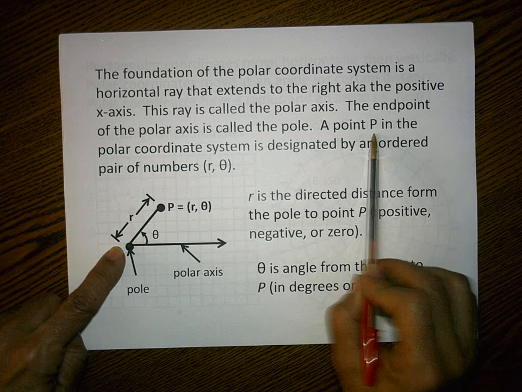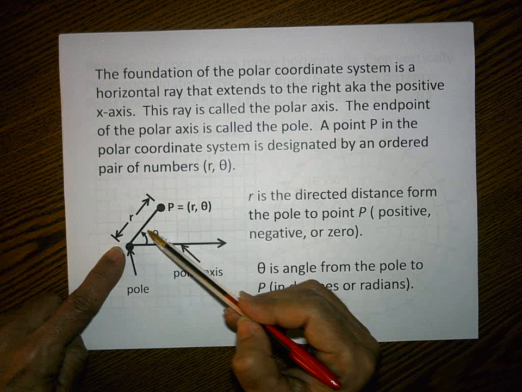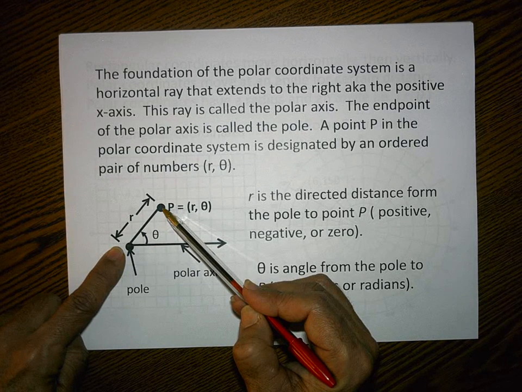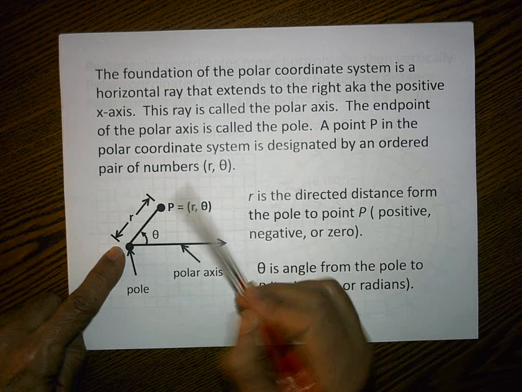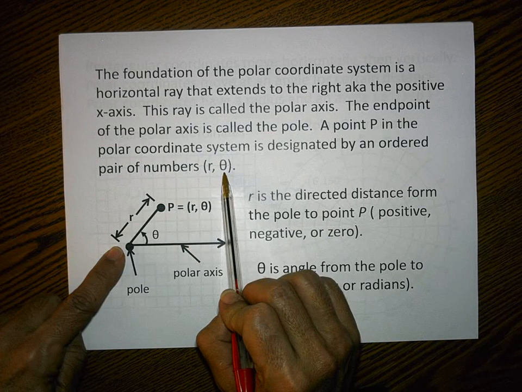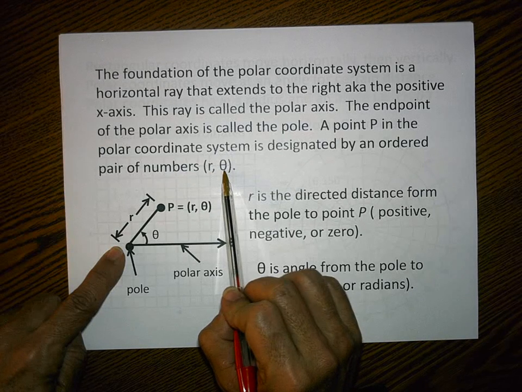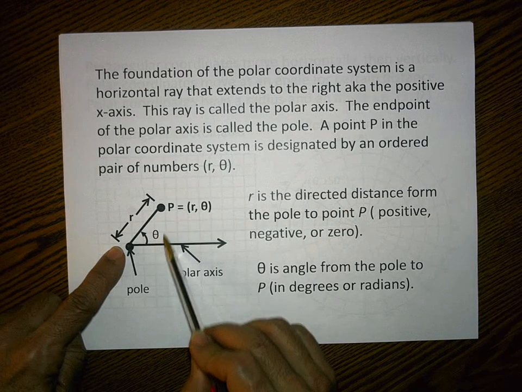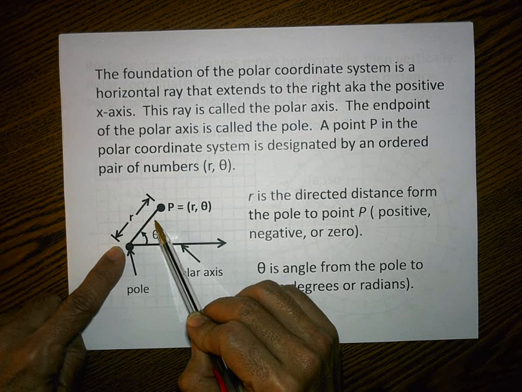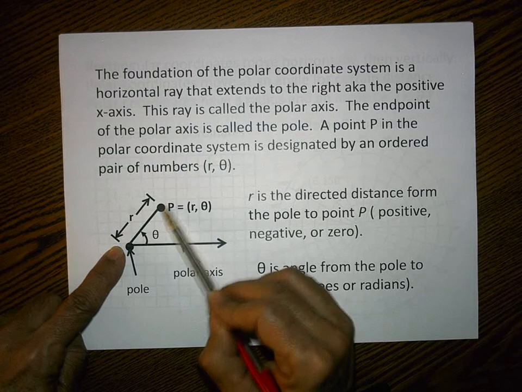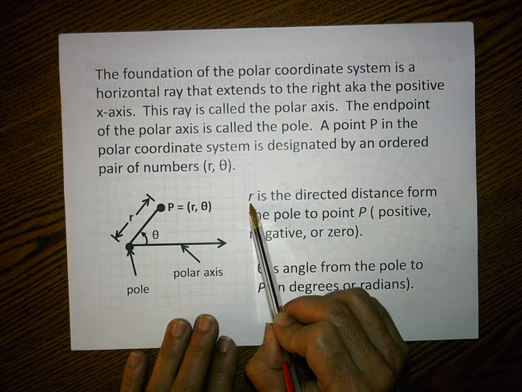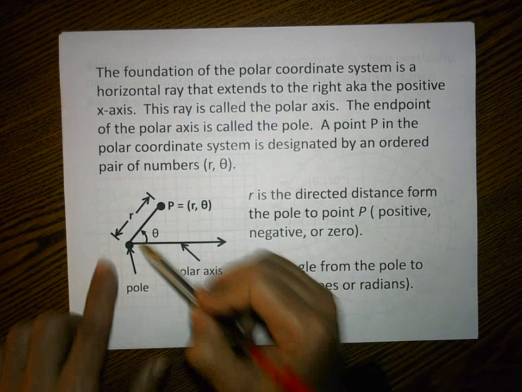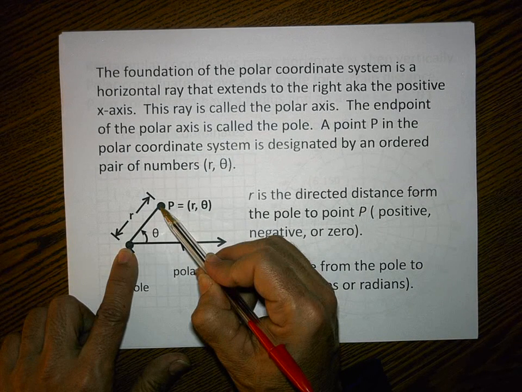Now, a point P in the polar coordinate system, so if I have a point P somewhere in the polar system, is designated by an ordered pair, but it's not x comma y anymore, it's a radius and a theta, an angle. So it's always a radius and an angle. How do I arrive at that point P? You have to tell me how much rotation, what angle I need to rotate, and how far my radius is to arrive at this point. So the radius is a directed distance from the pole to the point P.